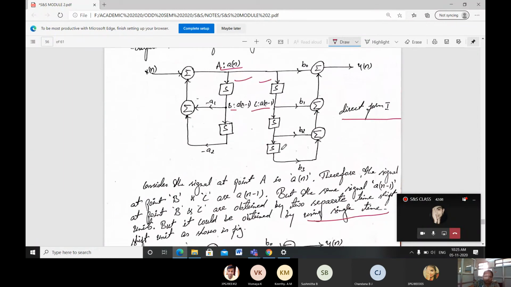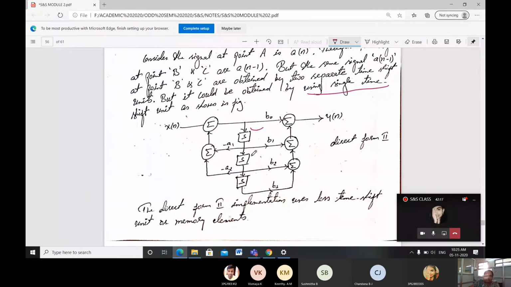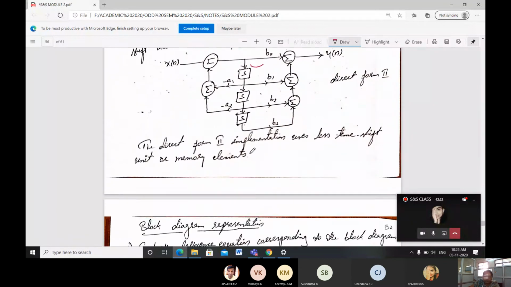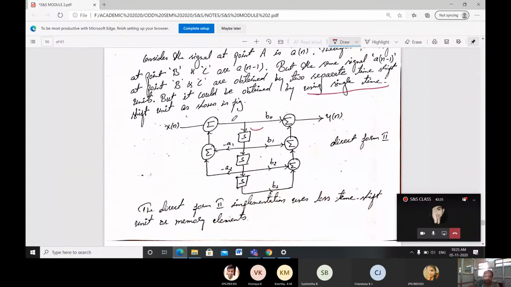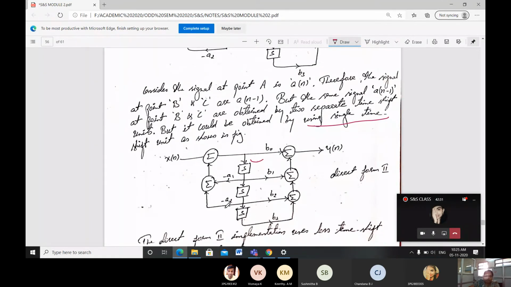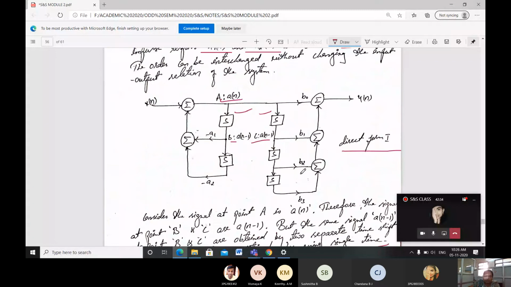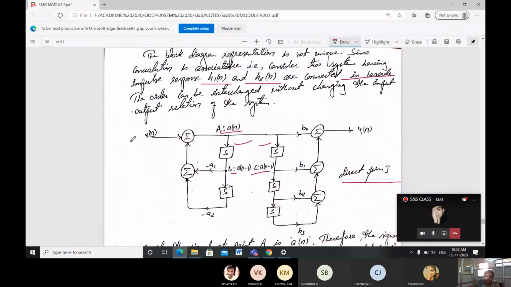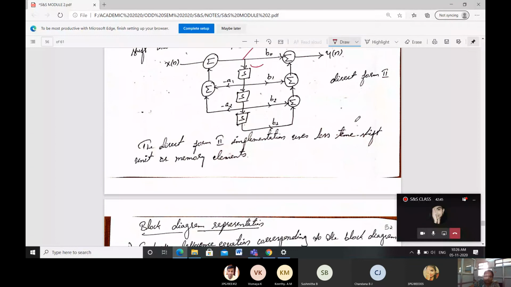If I combine the delay units, instead of the number of delay units in this case, 1, 2, 3, 4, 5, instead of 5 I can use 3 delay units, just combining these. Here it is written x of n input. Everything is kept as it is, minus a1 minus a2, minus a1 minus a2. Here also b0 b1 b2 b3, b0 b1 b2 b3. Just summation here and delay functions in between. This form we call direct form 1 and this we call direct form 2.